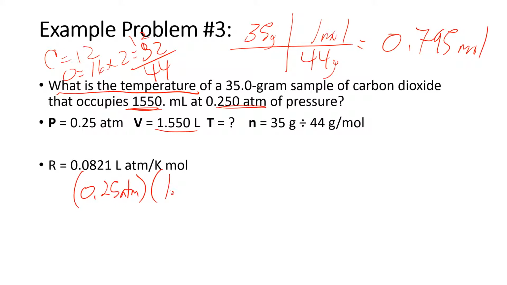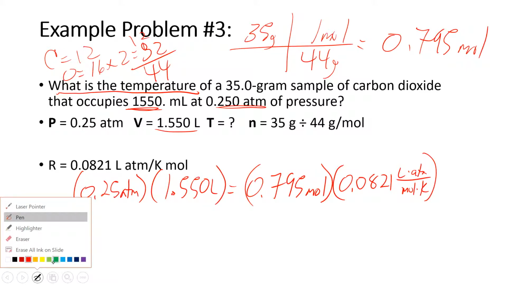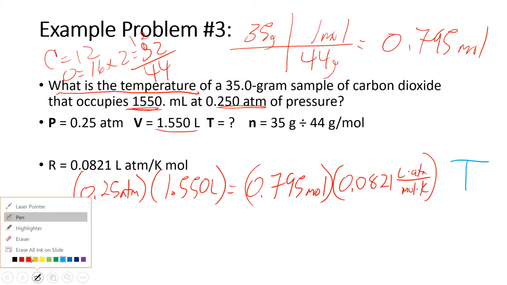All right. So putting this into our PV equals nRT, 0.25 atmospheres is our P. Our V is 1.550 liters equals our N, which is 0.795 moles. Our R is 0.0821 liter atmospheres per mole Kelvin. And our T is what we're looking for, so we're going to make that a different color. T.